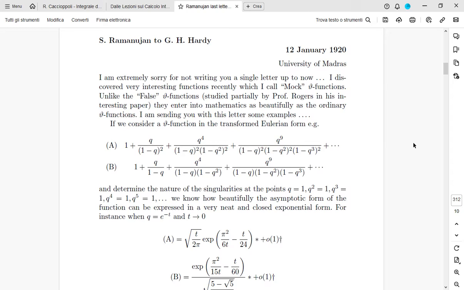I am extremely sorry for not writing you a single letter up to now. I discovered a very interesting function recently, which I call the mock theta function. Unlike the false theta function studied partially by Prof. Rogers in his interesting paper, they enter into mathematics as beautifully as the ordinary theta function. I'm sending you, with this letter, some examples.